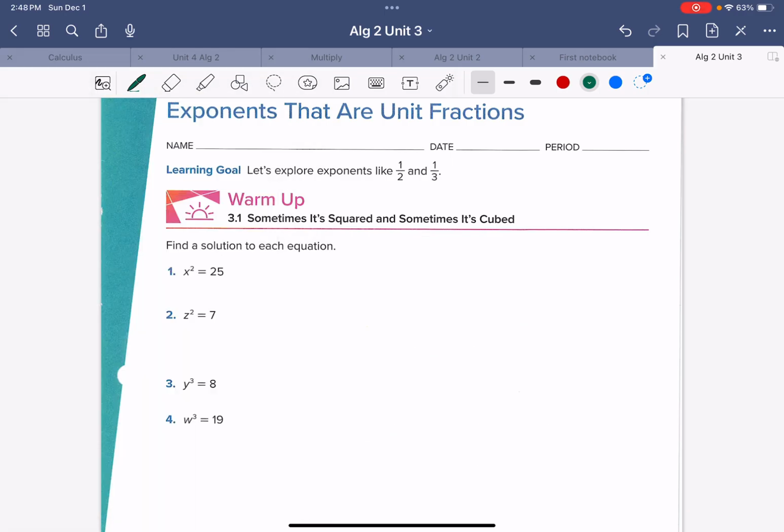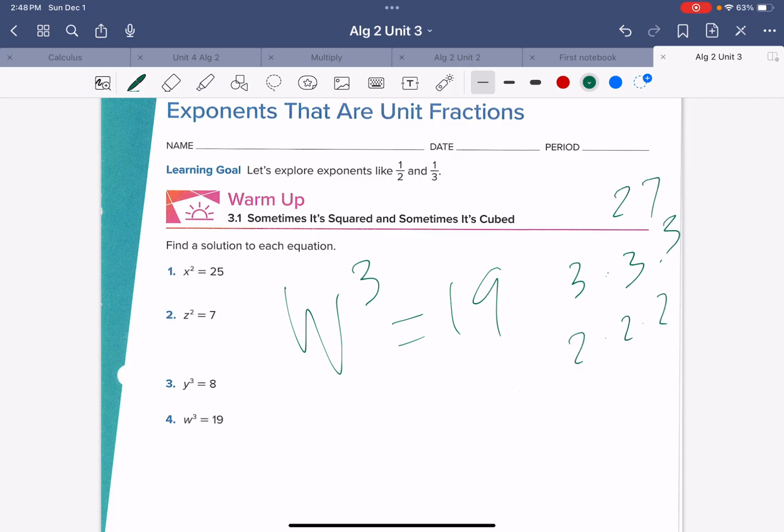The last one, we have w cubed is equal to 19. There's no exact answer for that, because 3 times 3 times 3 is 27, and 2 times 2 times 2 is 8. So the answer is between 2 and 3. What do we do? We say that the cube root of 19 is equal to 19 to the 1/3 power, which is what w is. So the 1/3 power means cube root.